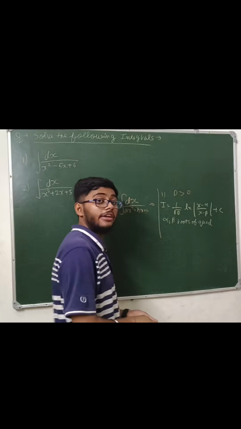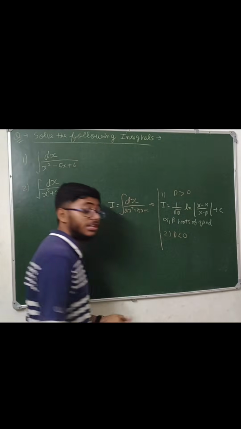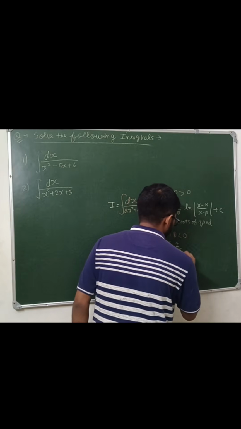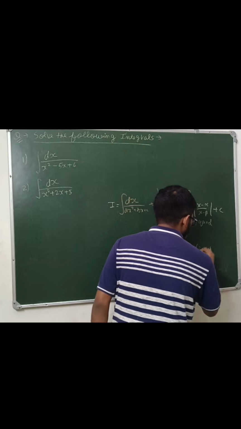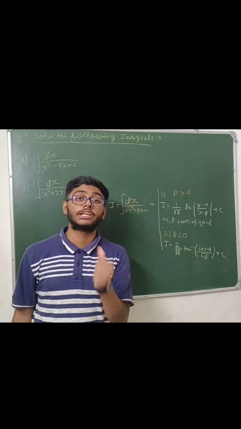If discriminant is negative, means imaginary roots are there. Discriminant less than 0, imaginary roots. So the value of this standard integral will be 2 upon root discriminant tan inverse 2ax plus b upon root of minus d plus c. Just memorize these two results and your answers would be there in seconds.